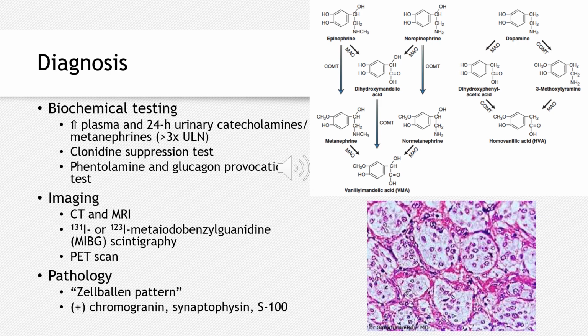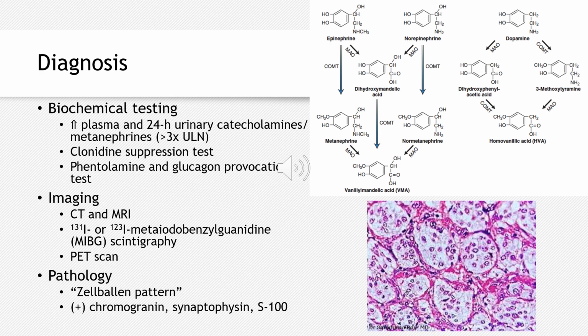The diagnosis is based on documentation of catecholamine excess by biochemical testing and localization of the tumor by imaging. Elevated plasma and urinary levels of catecholamines and metanephrines form the cornerstone of diagnosis. MRI with gadolinium contrast is optimal for detecting pheochromocytomas, and CT scan is optimal or better for imaging extraadrenal pheochromocytomas and paragangliomas.